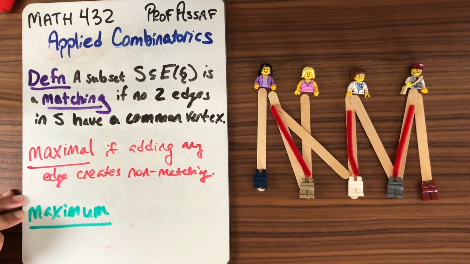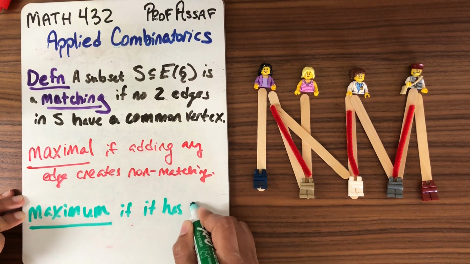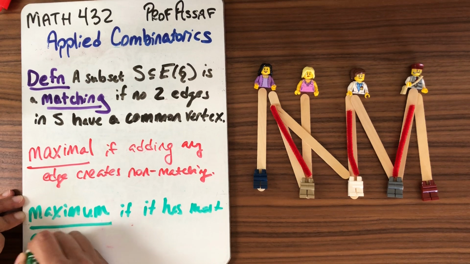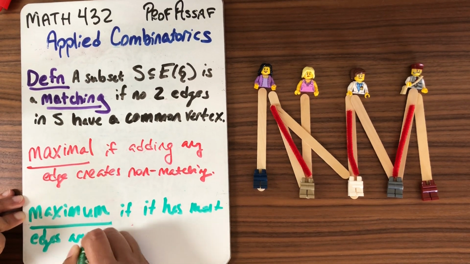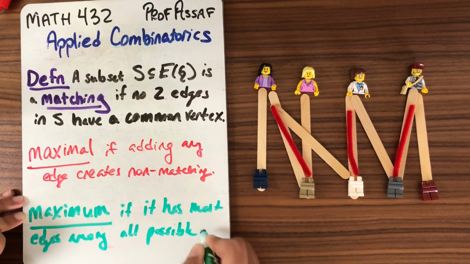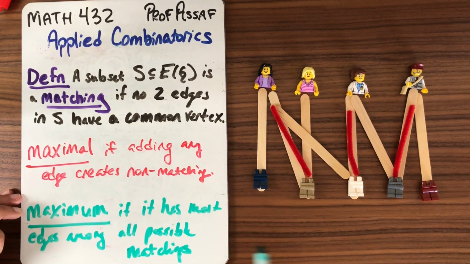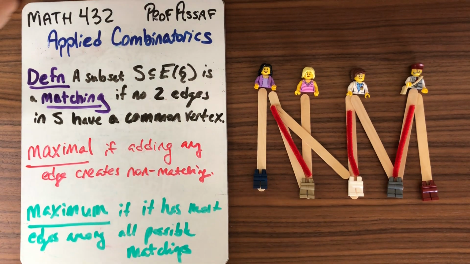Slightly nuanced. A matching is maximum if it has the most edges among all possible matchings. So there are finitely many matchings, right? Because there are finitely many subsets. So there has to be a maximum one. Is this maximum? Is this the best we could do? It has 3 edges. Is there a matching that would have more edges?